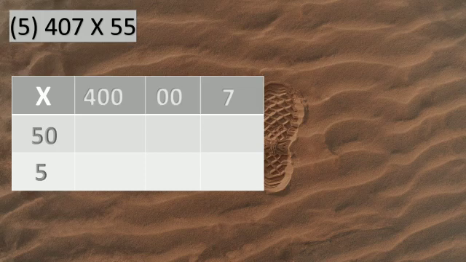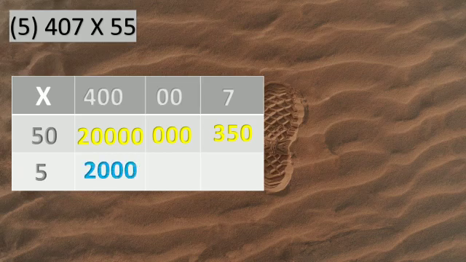Is that clear? Okay. So now let us do the multiplication. 5 fours are 20 plus those 3 zeros, that is 20,000. 50 multiplied by 00, that is 000. 50 sevens are, that is 350. Okay. Next, 5 multiplied by 400, that is 2000. 5 times double zero is 00. Okay, and 5 sevens are 35.